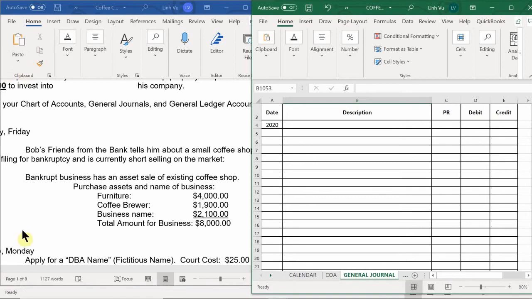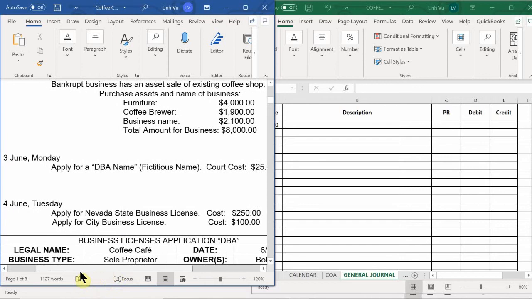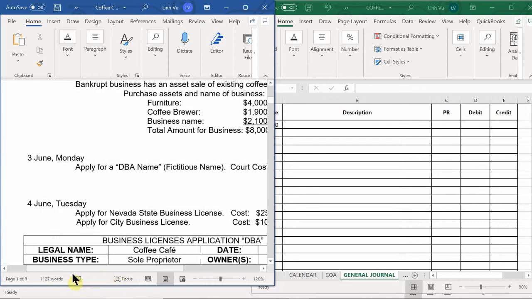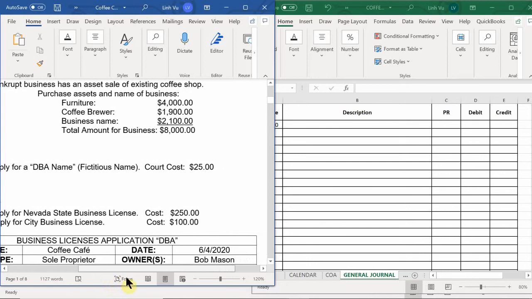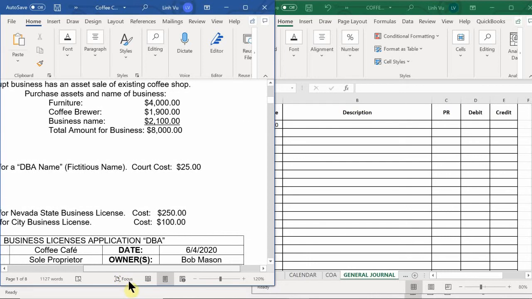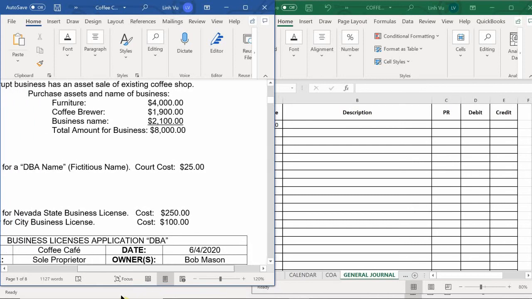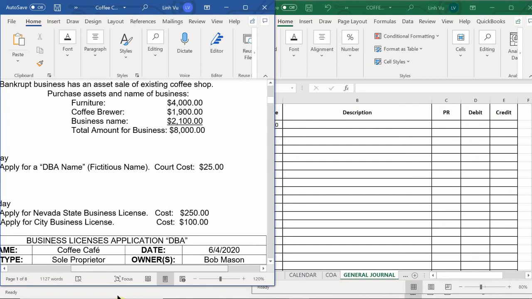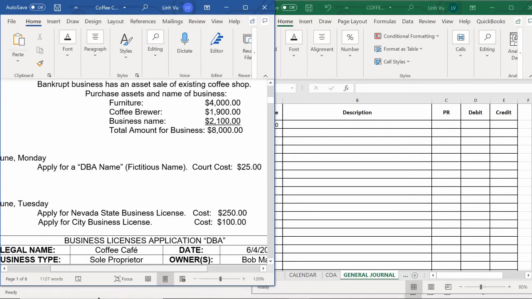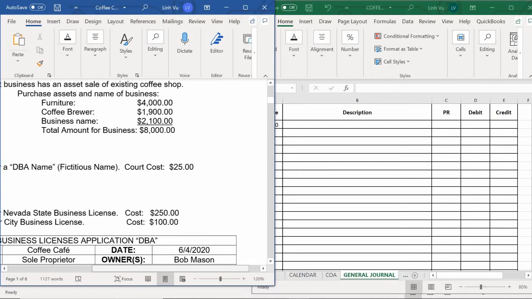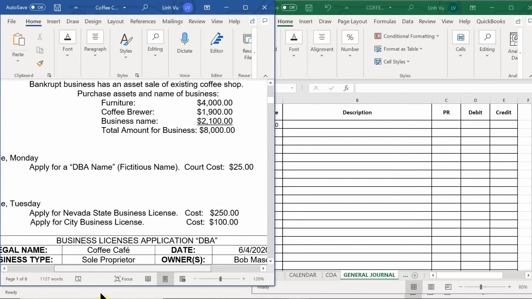Right? So let's see what happened next. When Monday, June 3rd rolls around, we apply for a DBA name, which is doing business as a fictitious name, which we changed. In this case, this coffee shop already exists under a different name. We actually have to apply for a new name to change it to Coffee Cafe. And that costs me $25 to apply.